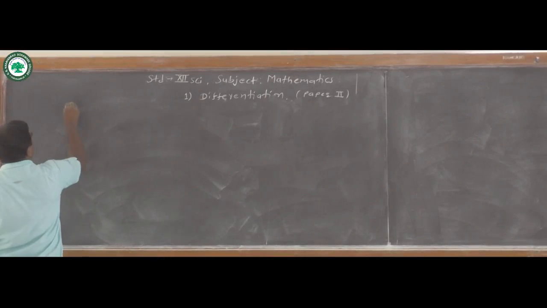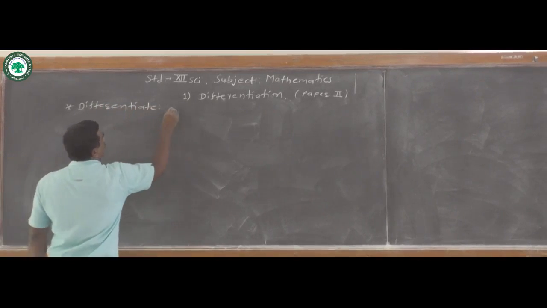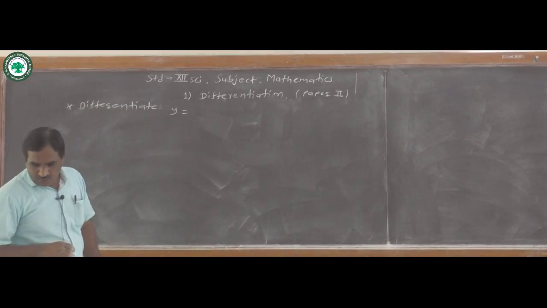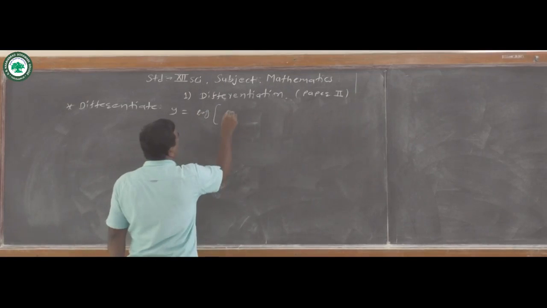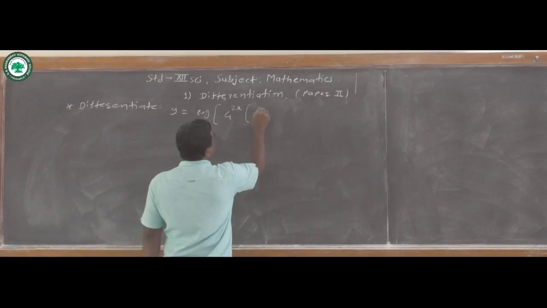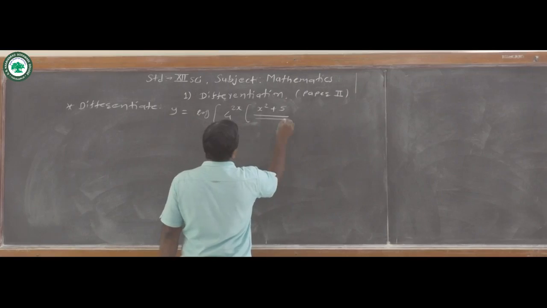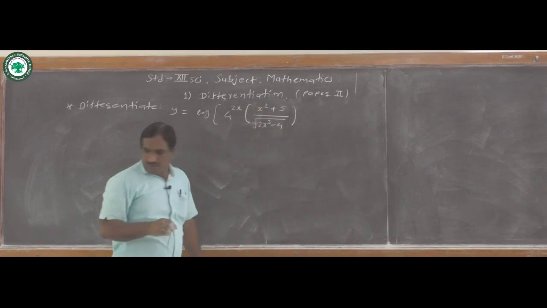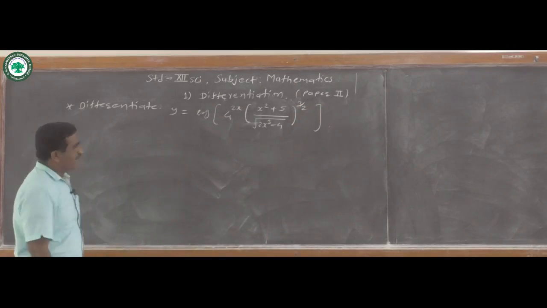Now we see the next example. Now the next example is again: differentiate y is equal to log of, in bracket, 4 raised to 2x into, in bracket, x square plus 5 divided by under root 2x cube minus 4, under root 2x cube minus 4 bracket raised to 3 by 2, square bracket complete. Now we see the answer for this example.